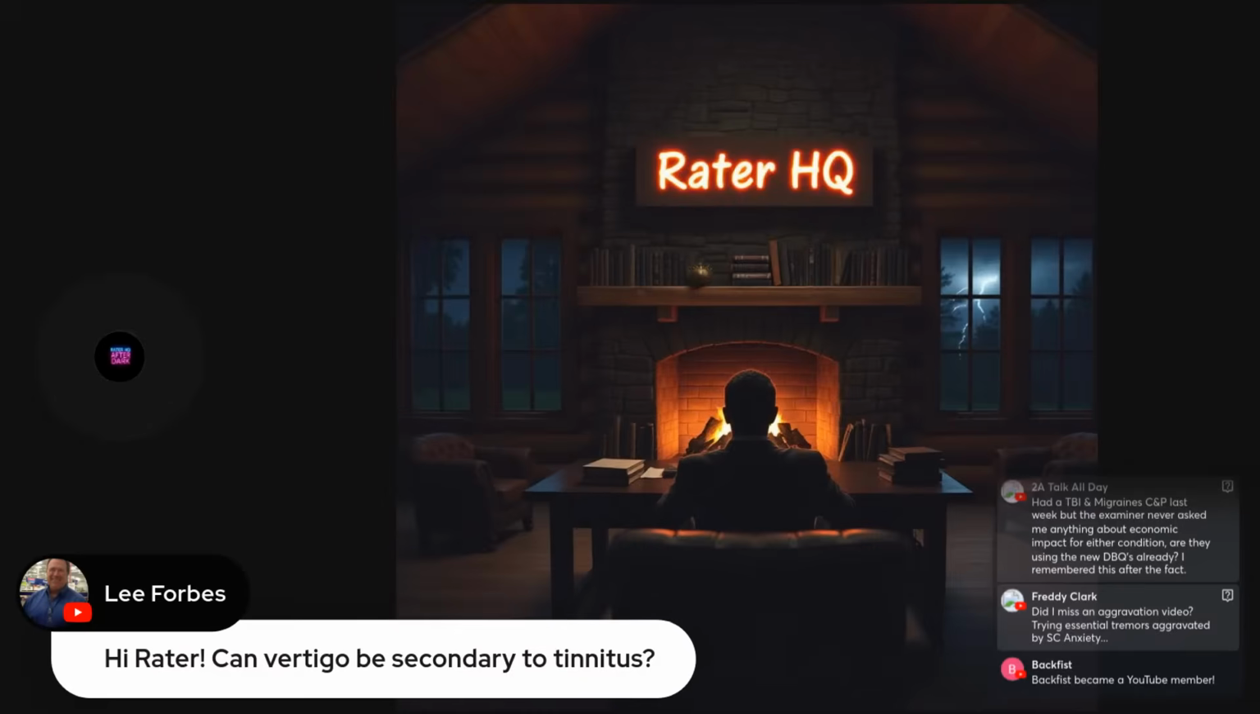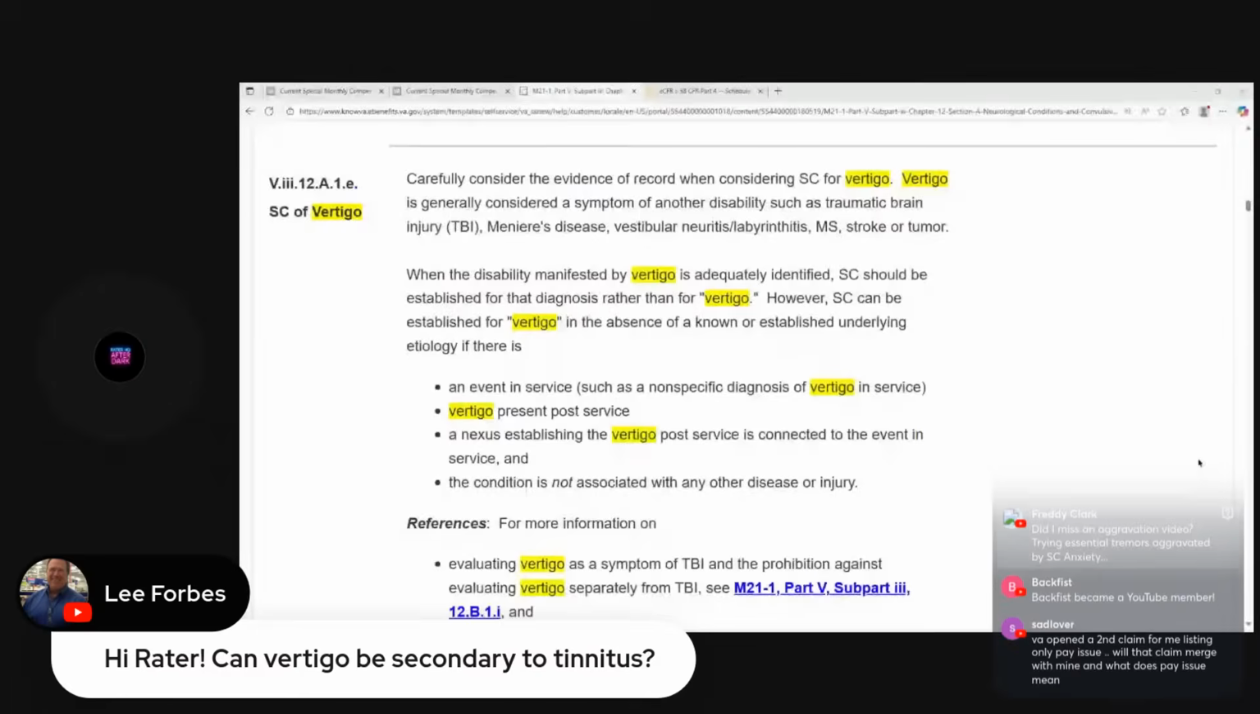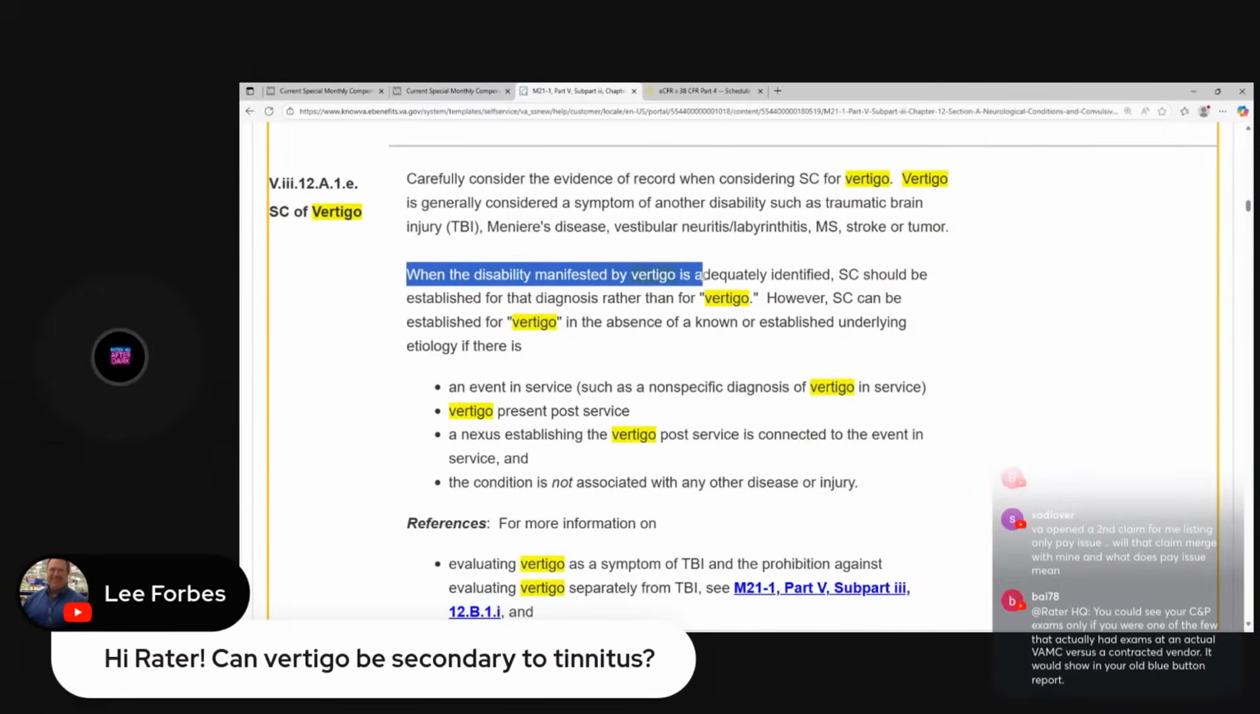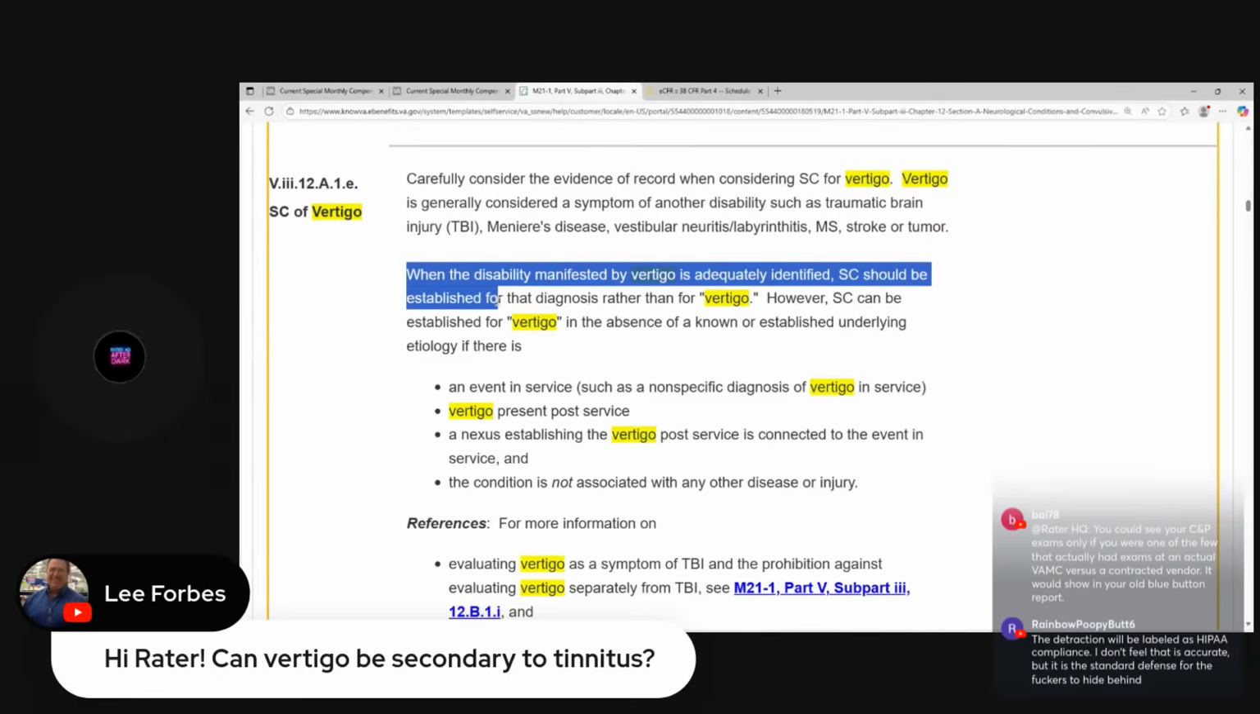Vertigo. Okay, so we're going to share my screen. Vertigo. When the disability manifested by vertigo is adequately identified, service connection. So this means something else caused vertigo. Service connection should be established for that diagnosis rather than for vertigo.